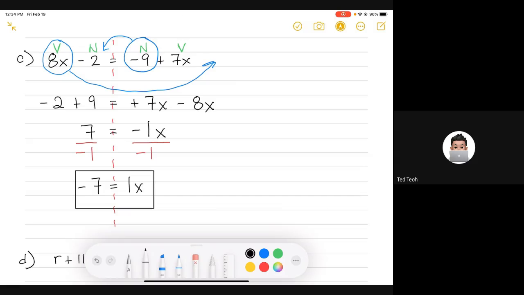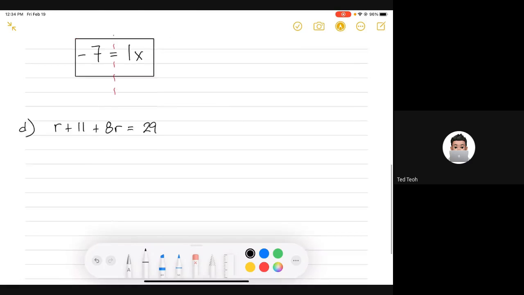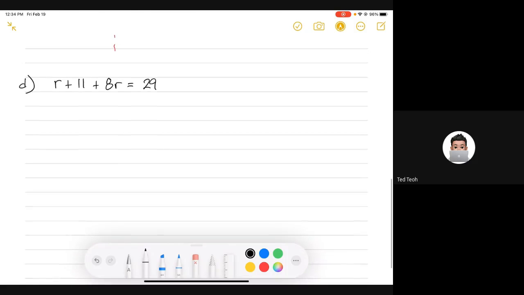All right, let's try one more example here. Okay, step 1, draw my dotted line. Step 2, write the letters V or N above each term. So this one's going to be a V. This one's going to be an N. This one's going to be a V. And this one's going to be an N.